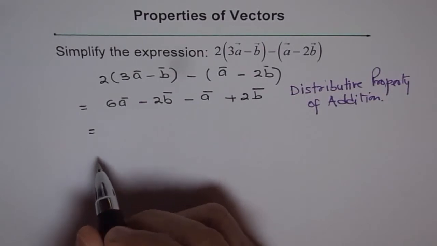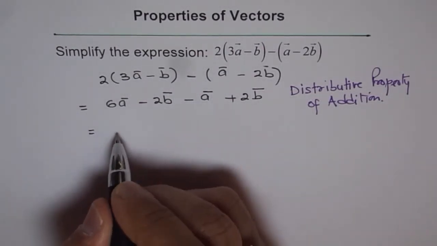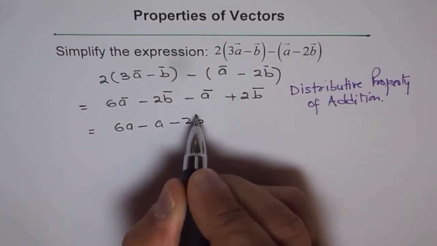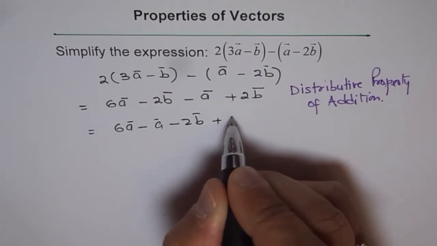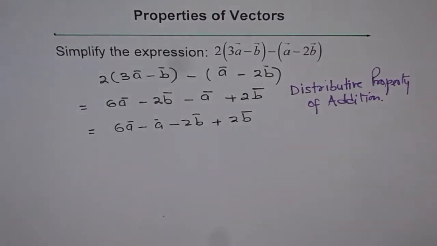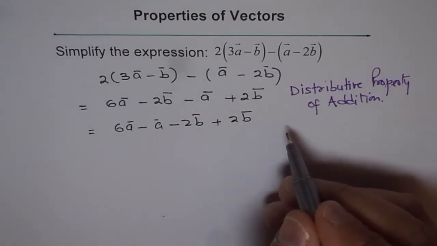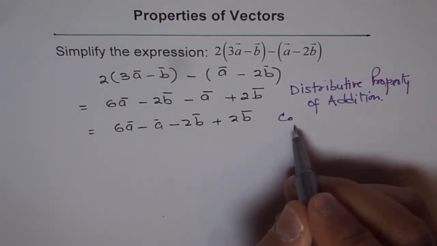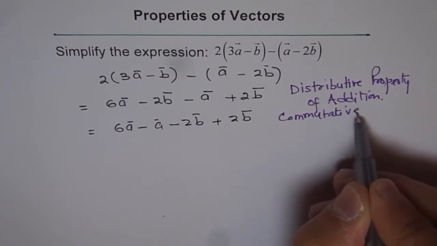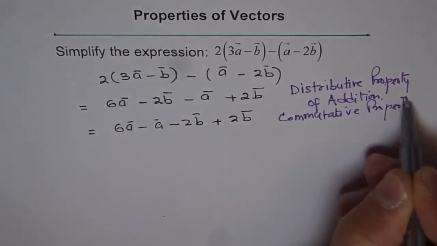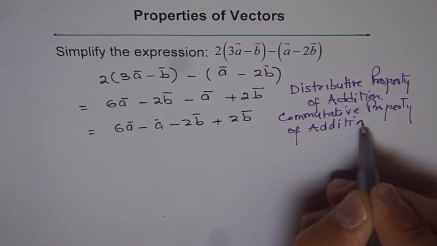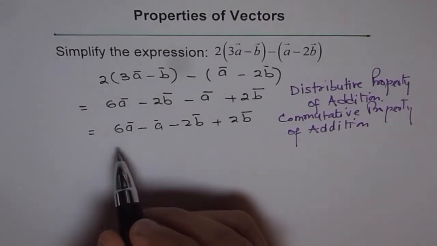Now what we will do is combine like terms. So we have 6a, and then we'll bring minus a here, and we have minus 2 times vector B plus 2 times vector B. Now when we do this, what property did we use? We use the commutative property, right? Of what? Of addition, right? So we have the commutative property, correct?